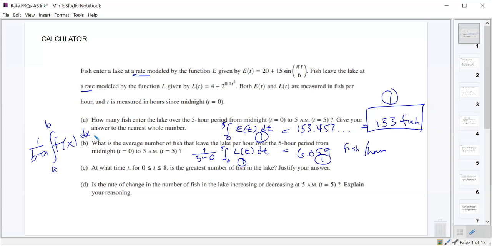Okay, so in parts A and B, usually if you get a rate question, part A is going to be very similar to this part A was, right? Pretty straightforward. You just integrate one of the things and put an answer. Sometimes they ask about average values. That's what we got in part B. They will usually ask you something about like the greatest number of fish in the lake or the greatest number of people on the escalator, or whatever it might be. So how are we going to find the greatest number of fish in the lake?